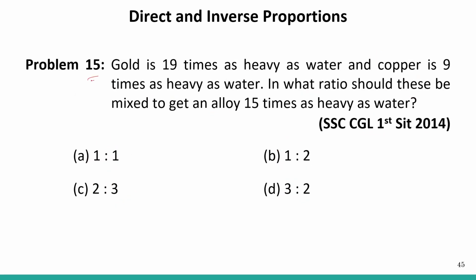So let's see problem number 15. Gold is 19 times as heavy as water, and copper is 9 times as heavy as water. In what ratio should these be mixed to get an alloy 15 times as heavy as water? Is it 1:2, 1:1, 2:3 or 3:2? This question has been asked in SSC CGL first sitting 2014 exam.